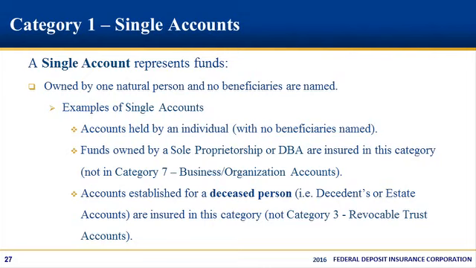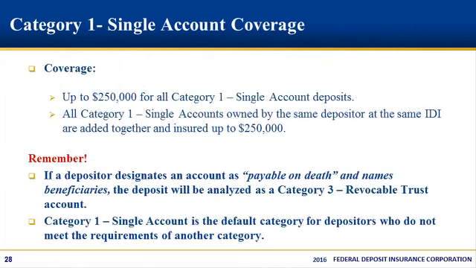Please note that the executor or fiduciary who may open this deposit account in the name of the decedent's estate is separately insured for any funds that the executor places in his or her personal accounts at the same bank. Deposits held under Category 1 single accounts are insured for up to $250,000. Therefore, all Category 1 single accounts held by the same depositor at the same bank are insured for up to a maximum of $250,000.